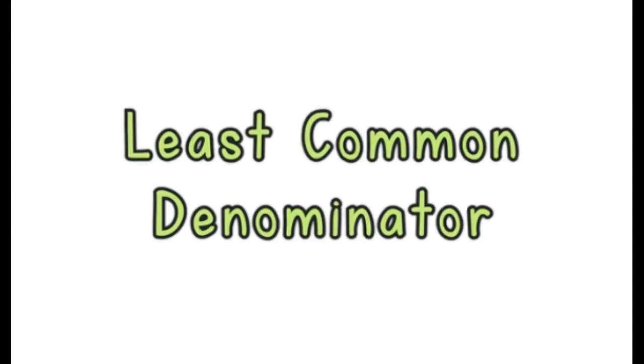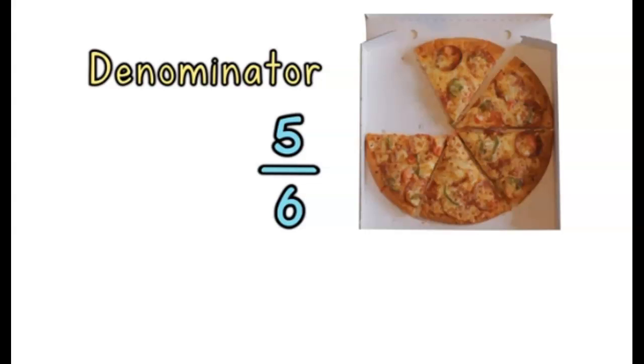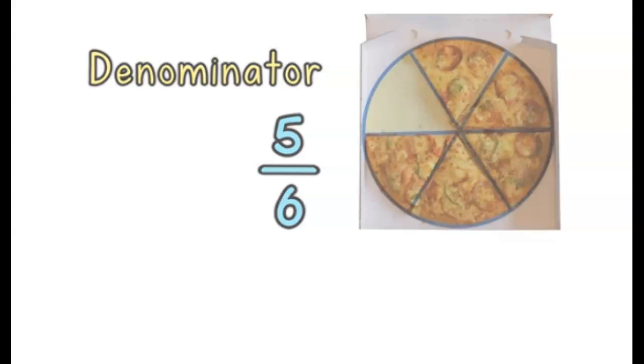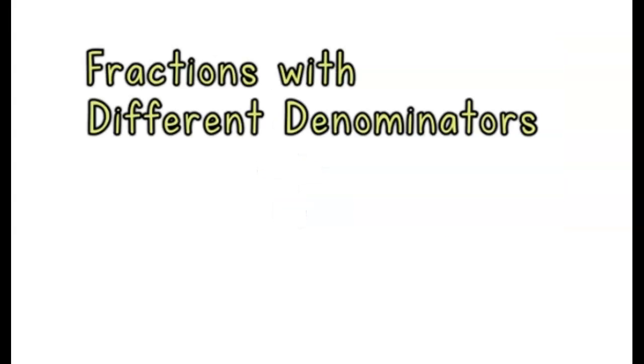The least common denominator. Firstly, what is a denominator? The denominator is the bottom number in a fraction. It shows how many equal parts the item is divided into. Fractions with different denominators: you can't add fractions with different denominators.